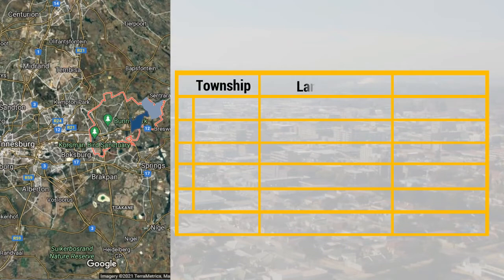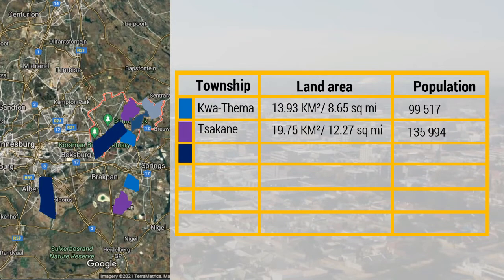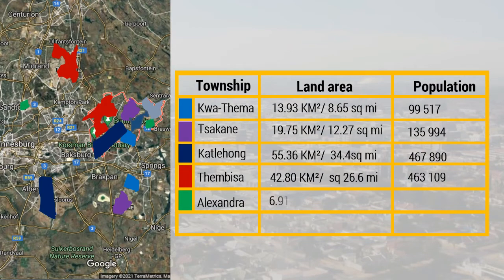We can fit in up to 5 townships and leave some room to spare. You don't believe me? See for yourself. We can fit in the township of KwaThema with 99,000 residents, Tsakane with 135,000 residents, Katlehong with 467,000 residents, Tembisa with 463,000 residents, and lastly Alexandra with 179,000 residents.